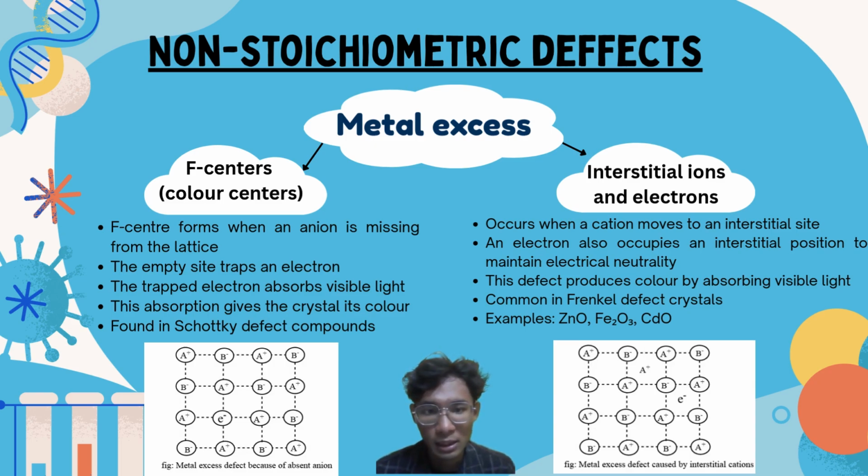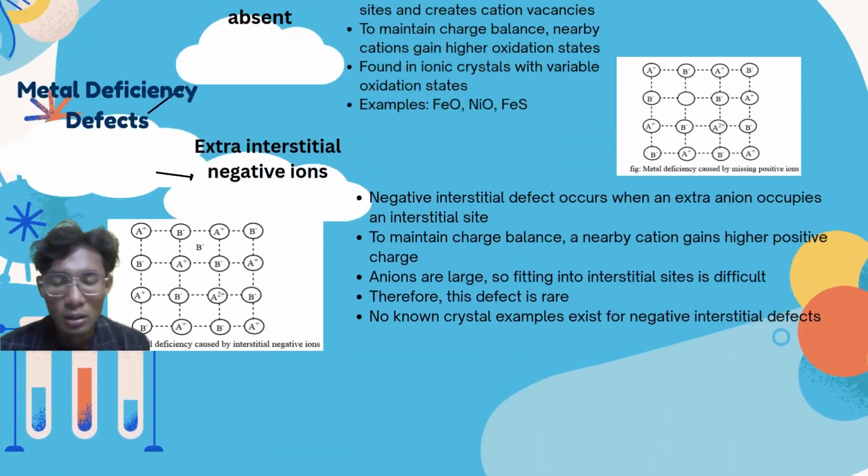For the interstitial ion and electron, this defect occurs when the cation moves into an interstitial site, and an electron is also present in an interstitial position to maintain electrical neutrality. This type of defect is commonly found in crystals exhibiting Frenkel defect and is generally observed in compounds such as zinc oxide, iron oxide, and cadmium oxide.